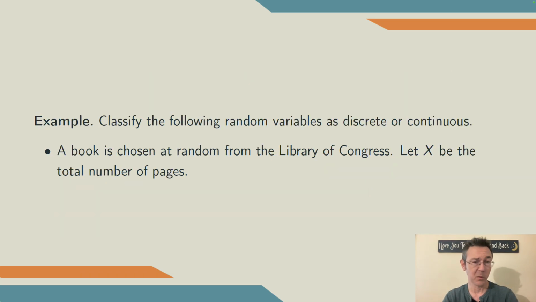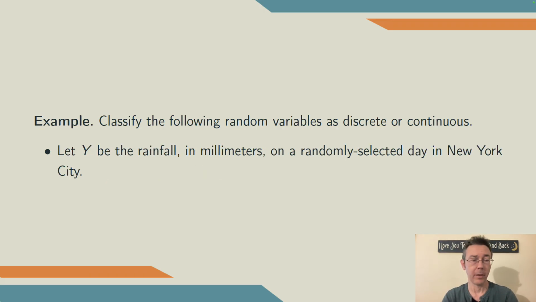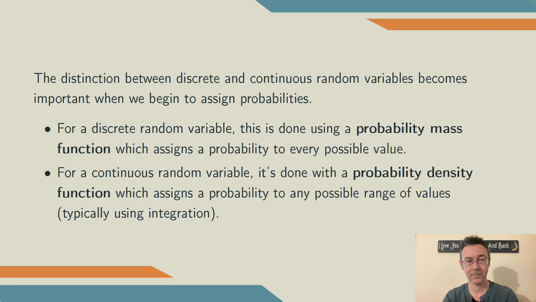A couple of examples. I recommend trying these before seeing my answers. First of all, a book is chosen at random from the Library of Congress, and X is going to represent the total number of pages in that book. This is an example of a discrete random variable. The number of pages in the book might be 1, 2, 3, 4, 5, etc., but I don't think we're going to talk about a book with 1.5 pages. Another example, let Y be the rainfall in millimeters on a randomly selected day in New York City. We'll consider this one to be continuous. Even though we're measuring in millimeters, we could certainly have decimals or fractions of millimeters.